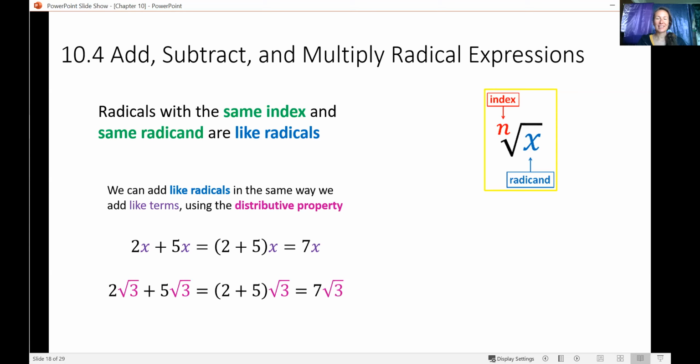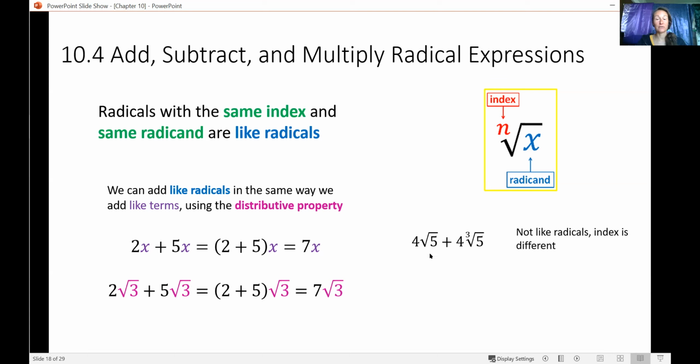Just be careful because you're not as comfortable using them. So you have to make sure you have like radicals, which means the index is the same and the radicand is the same. So the square root of 3 and the square root of 3 are identical. Those are like radicals, so we can add them together. We've got 2 of these square root 3s and we're adding them to 5 of these square root 3s. So we've got 2 plus 5 square root of 3s gives 7 square root of 3s. Okay, so those are like radicals and we can add them.